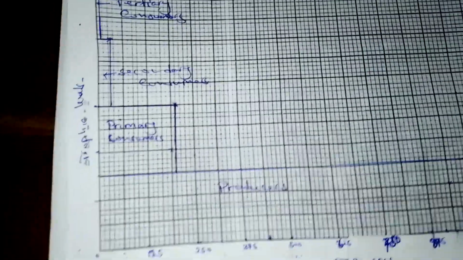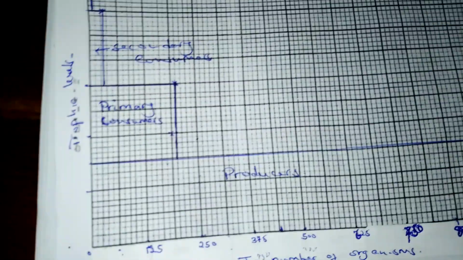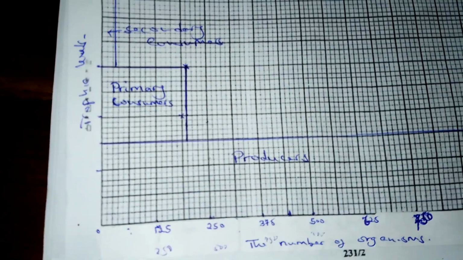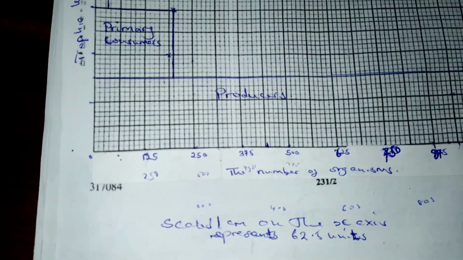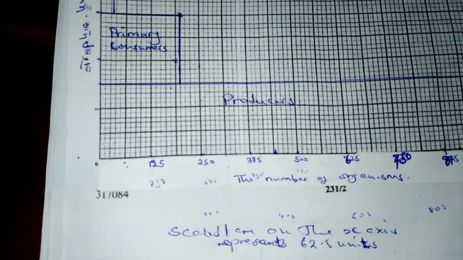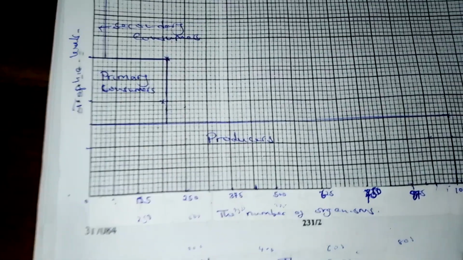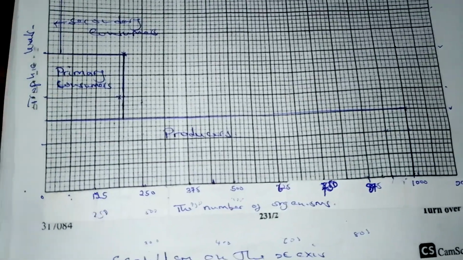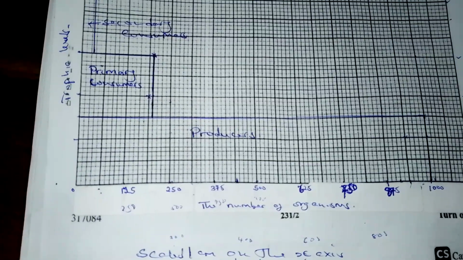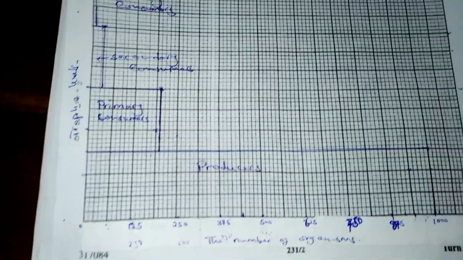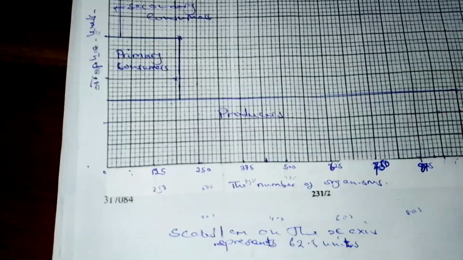Therefore, as per above, producers are supposed to be at the base, and they are the ones which are many. As you can see there, I took a scale of 1 centimeter on the x-axis representing 62.5 units. So that is my scale, and then I use it to plot. 1000, as you can see, is represented at the base, followed by the primary consumers, secondary consumers, and the tertiary consumers as the last, just like that.